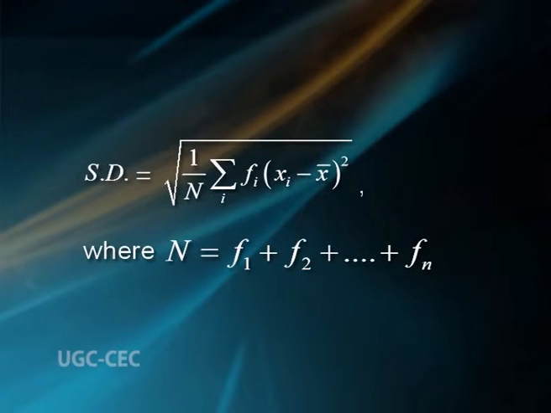If the observations are given in the form of class and frequency with variable values x1, x2, etc., xn and corresponding frequencies f1, f2, etc., fn and with arithmetic mean x bar, then SD equal to square root of 1 by capital N summation over i fi into (xi minus x bar) whole square, where capital N equal to f1 plus f2 plus etc. plus fn.